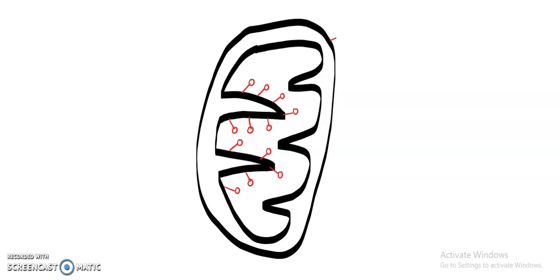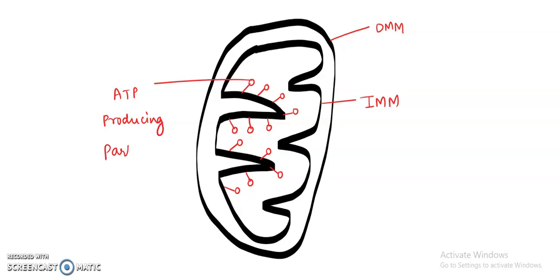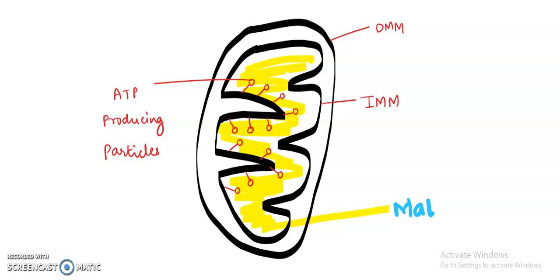Now we have studied this is outer mitochondrial membrane. I have already written the name, thus I am not rewriting. This is inner mitochondrial membrane. These are our ATP producing particles which are also known as oxysomes. Now in the inner side here, this yellow region in the mitochondria, this is known as matrix. What is it known as? This is known as matrix of the mitochondria.